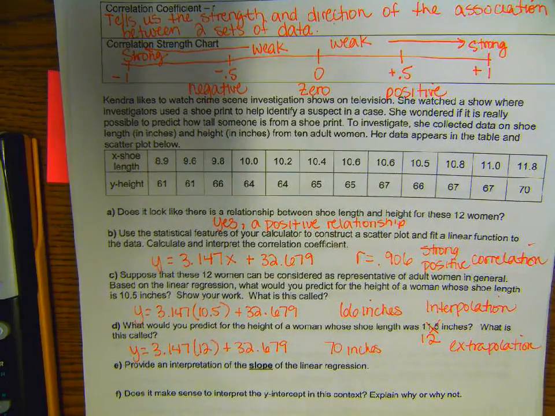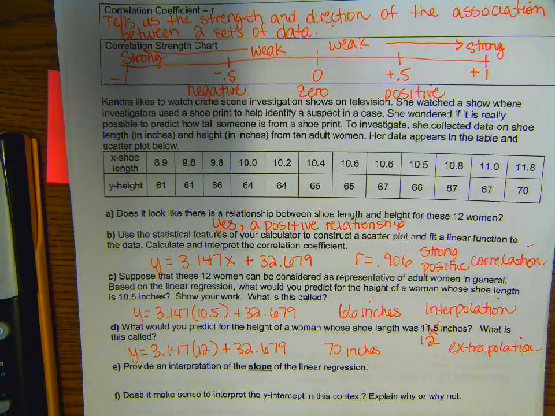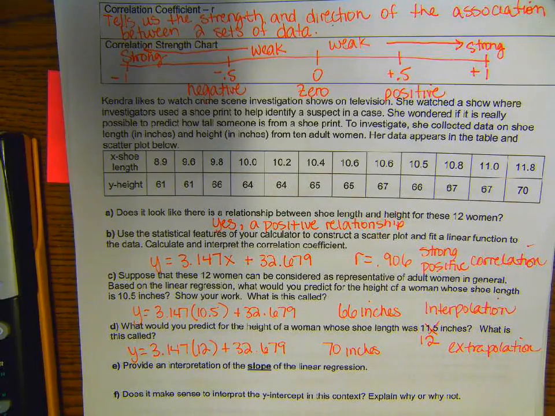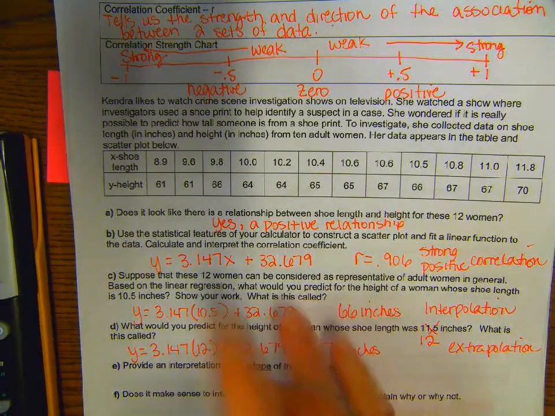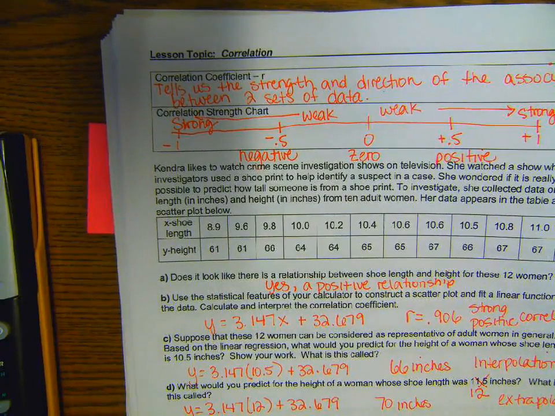So the reason why is because what's the highest X value you see in the table? The highest X value, 11.8. And what did I have you put in? 12. 12 is outside of the highest data value. I also could do something below 8.9. That would also be considered extrapolation.